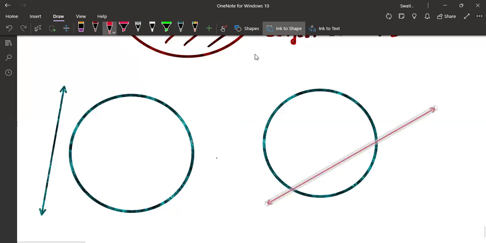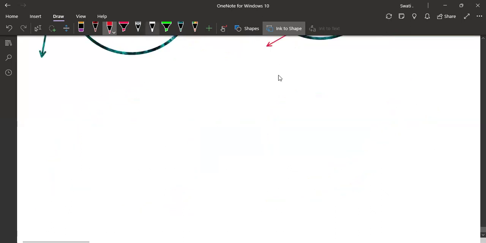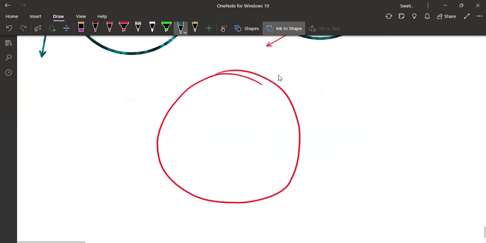This line is called a secant, right? Correct, secant. And there is another line which will pass through the circle but not through 2 points, only through 1 point. And what will that be called?